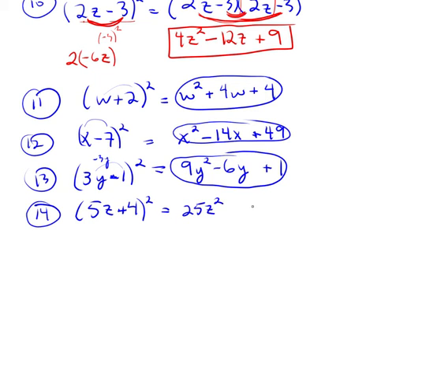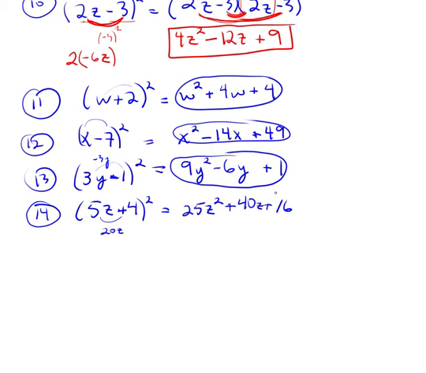So that would be 25z squared, and 4 times 4 is not 8, it's 16, it's positive, and my middle term is going to be 20z. Ooh, and then don't forget I have to double it because there's 2 of them, because that's squared, one inner and outer, how people sometimes think of it. So that would be 40z.